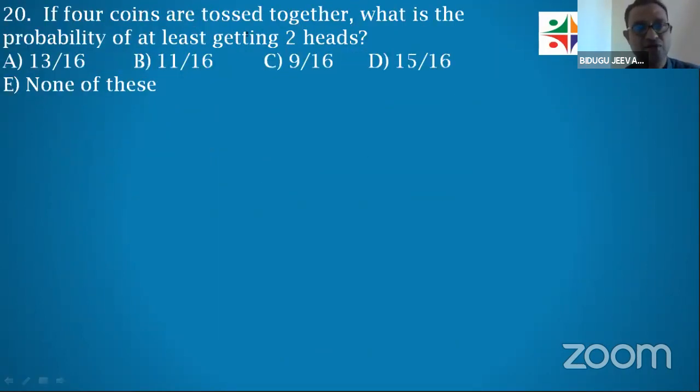4 coins are tossed together. What is the probability of at least getting 2 heads? See here, this is nothing but again probability.